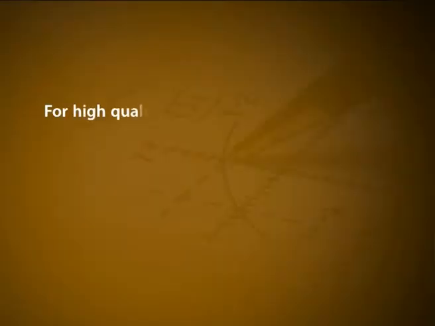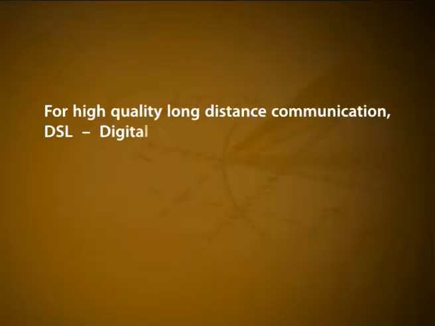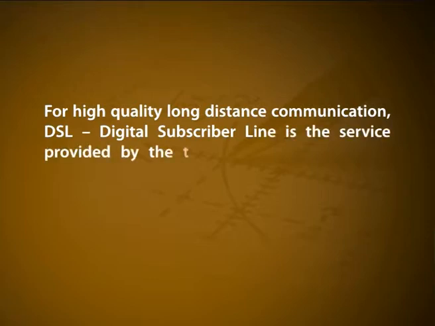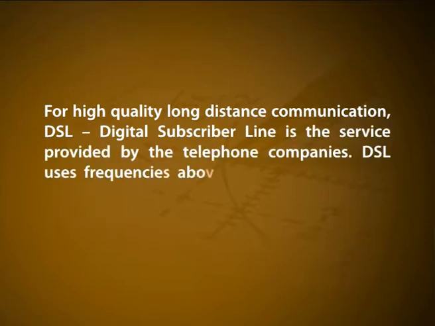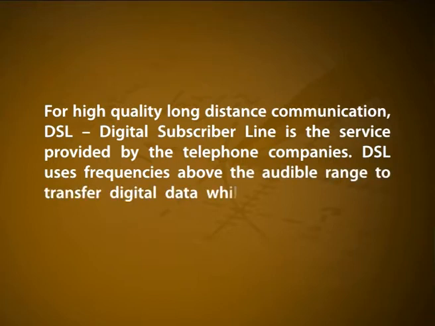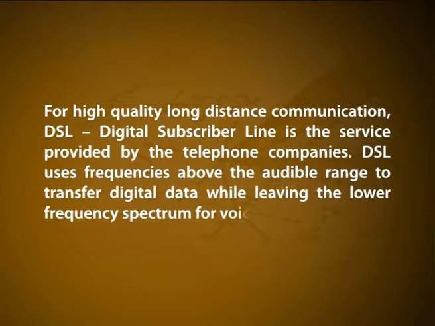The transfer of digital data over these lines is accomplished by first converting bit patterns into audible tones with the help of a modem, then serially transferring these tones over the telephone system and converting the tones back into bits by another modem. For high quality long distance communication, DSL or the digital subscriber line is the service provided by the telephone companies. DSL uses frequencies above the audible range to transfer digital data while leaving the lower frequency spectrum for voice communication. Other systems are cable television systems and satellite links through radio broadcast.